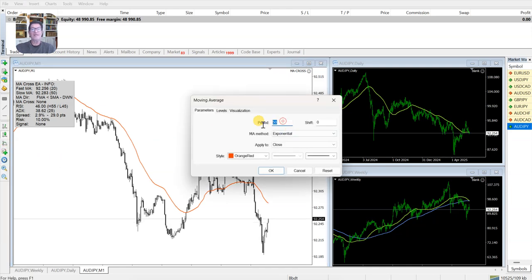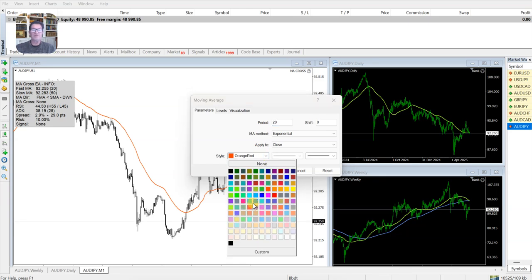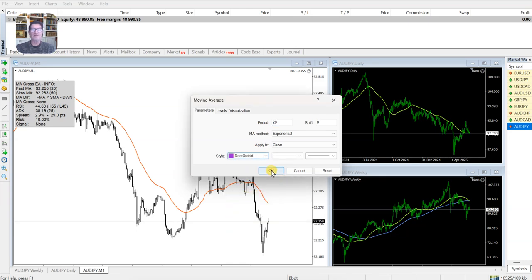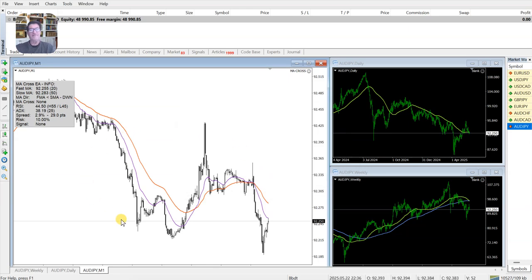We're using 20 in our menu setup. So we change this to 20. We use exponential. So we go and we'll change the color. I'll use something, I don't know, like this color right here. And we click OK. And there we go.